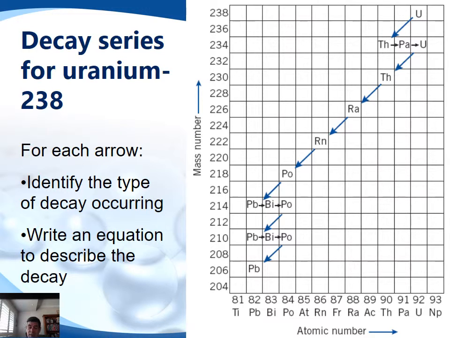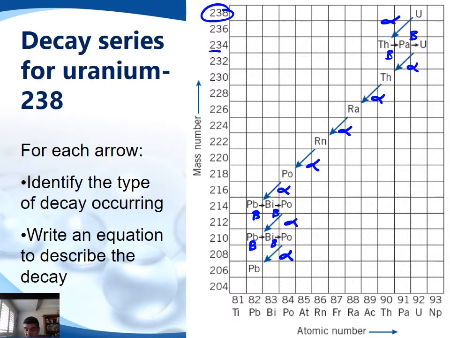For each of the arrows, it's important that you can identify the type of decay that's occurring and write an equation to describe the decay. So in this case, uranium-238 is undergoing an alpha decay in order to form thorium-234. Then there are 2 beta particles, and then there are 5 alpha particles, 2 beta particles, another alpha, 2 beta, and a final alpha.